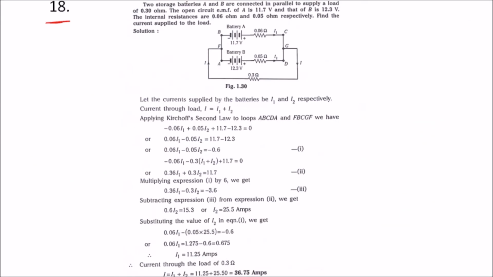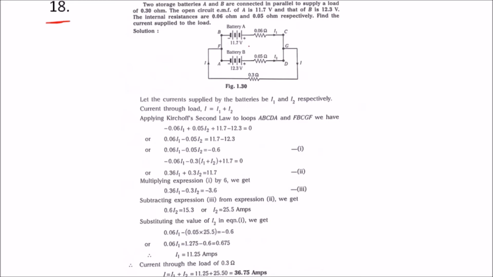Problem number 18. Two storage batteries A and B are connected in parallel to supply a load of 0.3 ohm. The open circuit EMF of A is 11.7 volts and B is 12.3 volts. The internal resistances are 0.06 ohm and 0.5 ohm respectively. Find the current supplied.